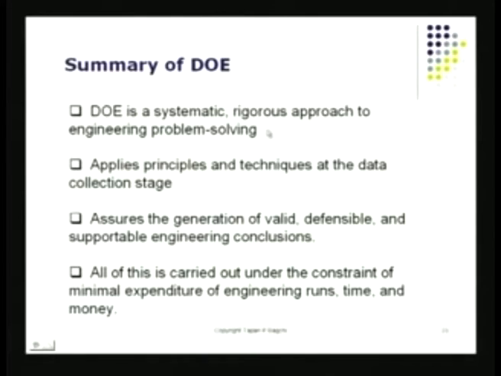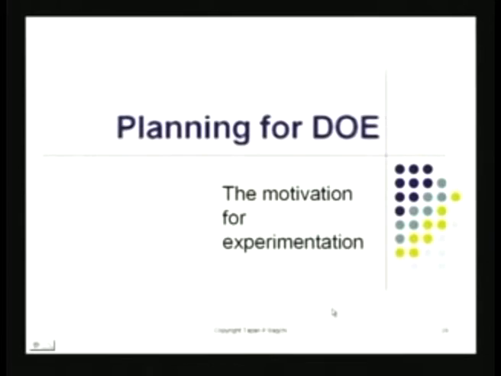DOE is a systematic procedure design. It's a systematic and rigorous approach to engineering problem solving. It applies sound statistical principles and techniques at the data collection stage. It assures the generation of valid, defensible and supportable engineering conclusions. This is something that results if you conduct your experiments under the DOE framework. And all this is carried out under the constraints of minimum expenditure of engineering runs, time and money, because the whole planning is quite efficient. Let's see how we go about planning for it.